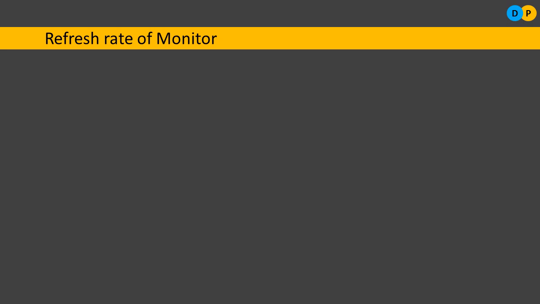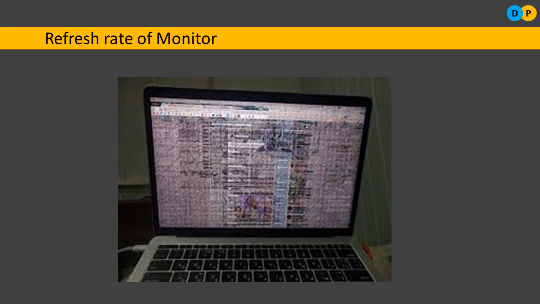If the refresh rate is high, then you won't notice flickering. If the refresh rate is very low, then you can make out the flickering. Please notice here, if the refresh rate is below 64 hertz, then you can see moving frames. If the refresh rate is above 64 hertz, then you cannot notice the flickering of images, so the quality of output will be very good. So this is what refresh rate means.